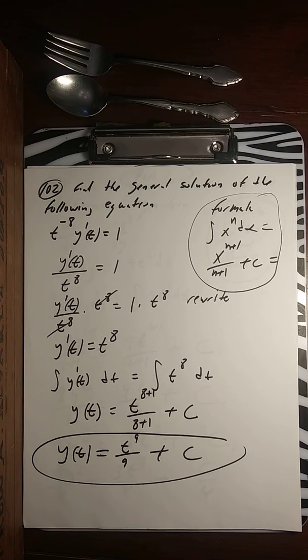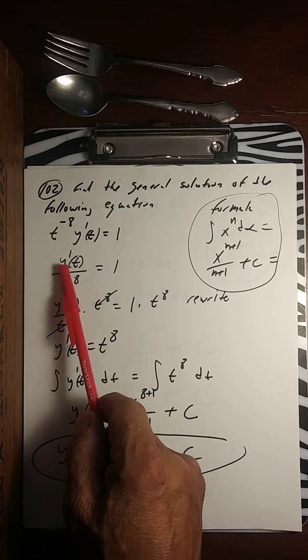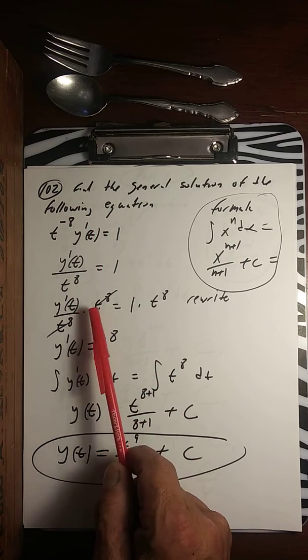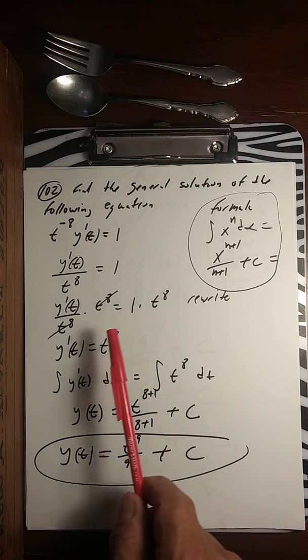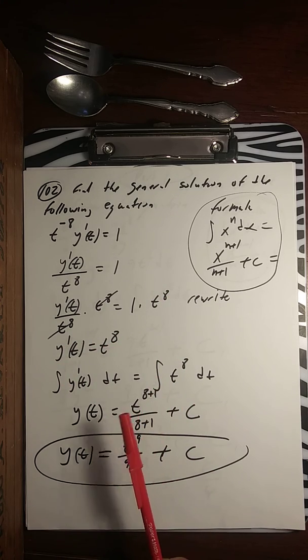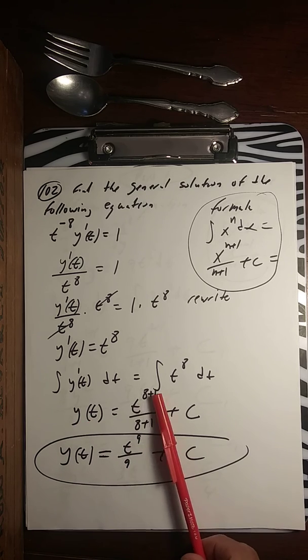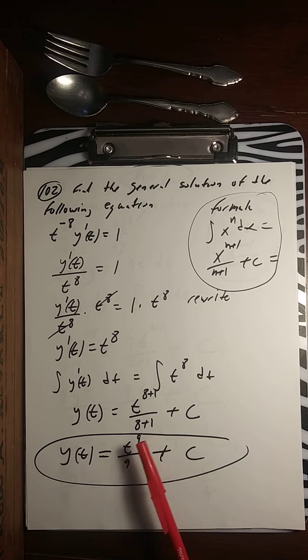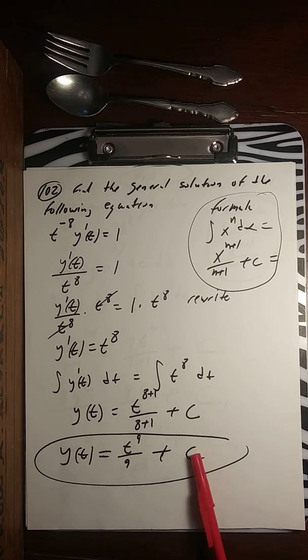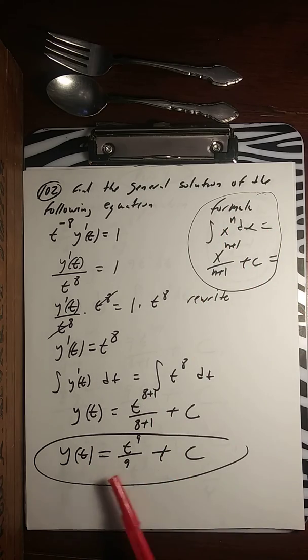Find the general solution of the following equation. What we're going to do is rewrite this first. y prime of t over t to the 8, multiplied by t to the 8, gives y prime of t equals t to the 8. Integrate both sides. y of t equals t to the 8 plus 1 over 8 plus 1 plus c. So that's going to give you t to the 9 over 9 plus c. This is the final answer using this formula right there.